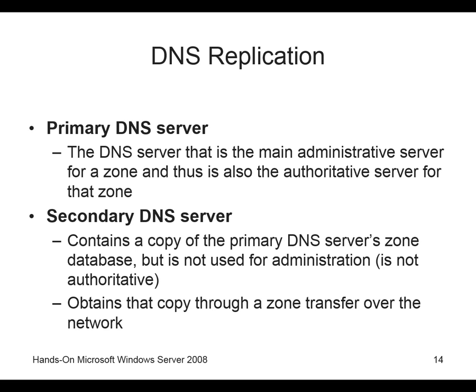DNS replication: you have a primary DNS server. That's going to be your main administrative server. That's where you put all your host records. That's where you put all your information in. Your secondary DNS is not authoritative, which means it doesn't have any authority to do anything. It's just like your phone book on your table. Okay, that phone book on the table can't call anyone, can it? But your phone can. So that's the difference between the two.